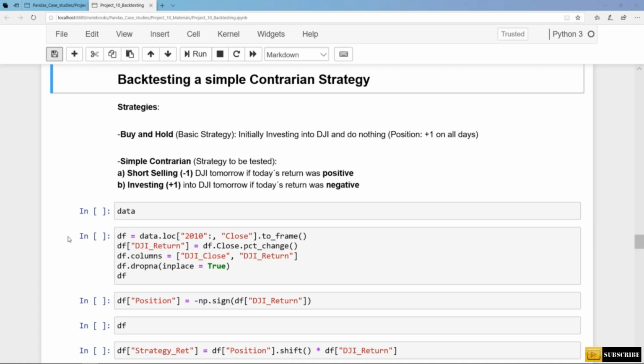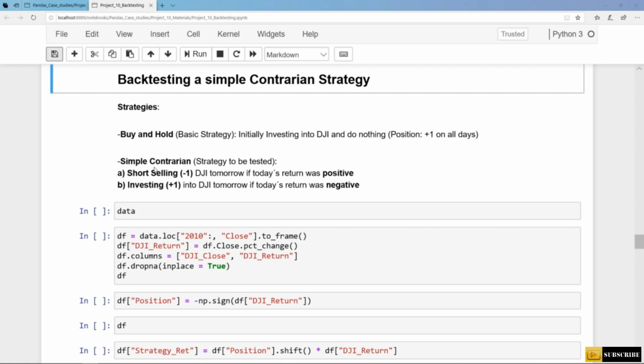In this lecture, we are going to backtest a simple contrarian strategy, which is essentially the opposite of a momentum strategy. So contrarian strategies are based on the assumption that trends do not persist over longer time periods. And in our simple case, this means that positive returns today will likely be followed by negative returns tomorrow and vice versa. And still we have our basic or passive strategy buy and hold.